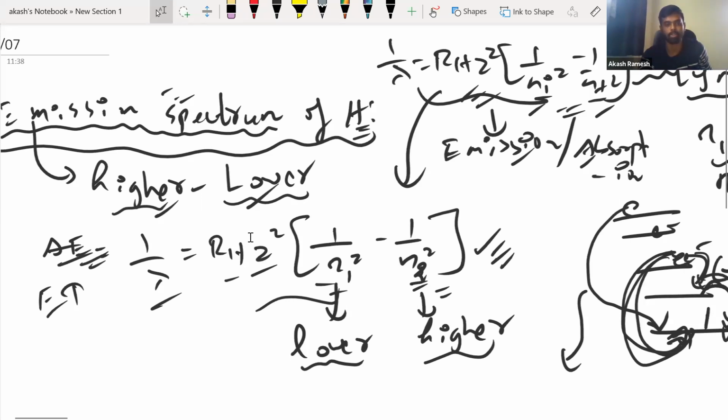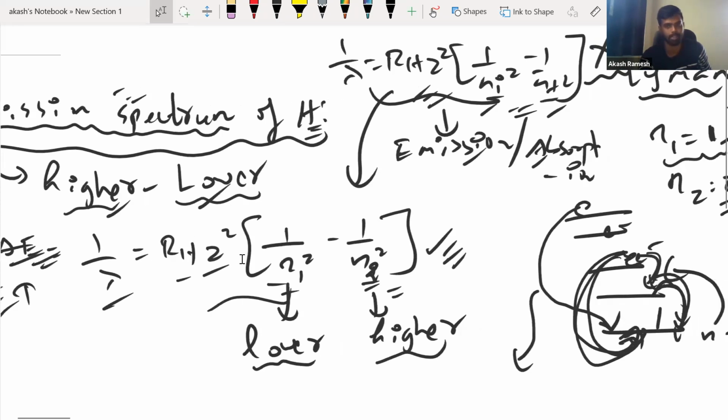And I hope you all remember how this R_H came. I basically had ΔE equal to some Z squared into 1 by n1 squared minus 1 by n2 squared, but E is equal to hc by lambda. So if I write hc and the other constants, all of these come together to become the Rydberg constant. We know the value also, right?